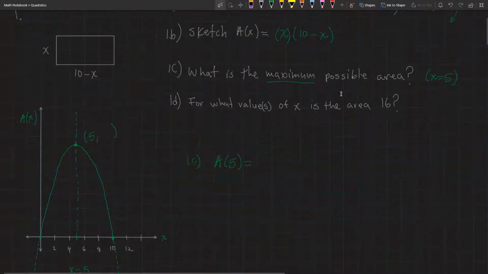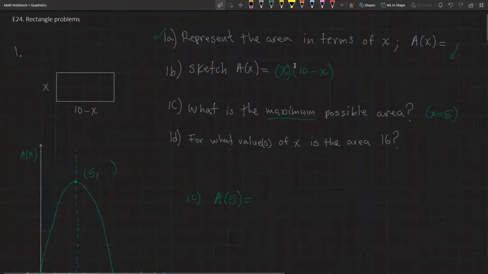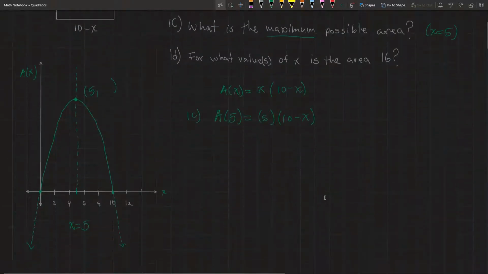And remember that it was something times something. X is 5, so therefore I'm going to write it as 5 times 10 minus x. If you're confused about this, maybe I should have written this first. Remember that A of x, the original equation that we wrote, was x times 10 minus x. And then we made these substitutions. Boom, there it is. So we have 5 times 5. So the area when x equals 5 is 25. Remember that this represents a point on the graph. It is 5 comma 25, which I'm going to fill in right here. That's the maximum value possible for area.